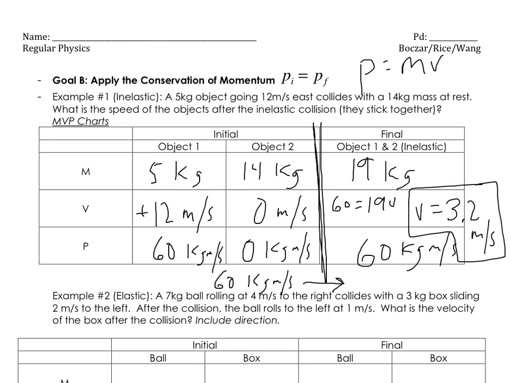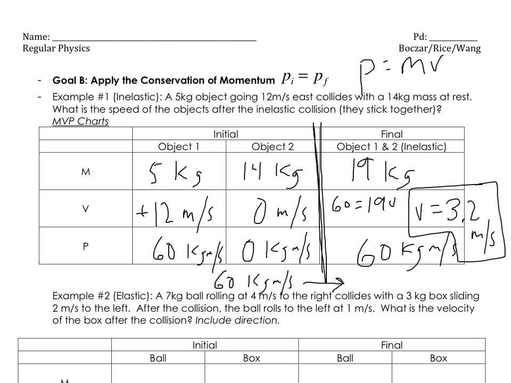Now note also that the velocity is positive, which means it's going to be headed east, in the same direction as the 5 kilogram mass was. And it should make sense conceptually that the 5 kilogram mass was traveling at 12 meters per second and collided with something that was at rest. Think about it: if you run into something, it's going to slow you down. You're not going to speed up. So it does make sense that the 5 kilogram mass initially going at 12 meters per second slows down to 3.2 meters per second.